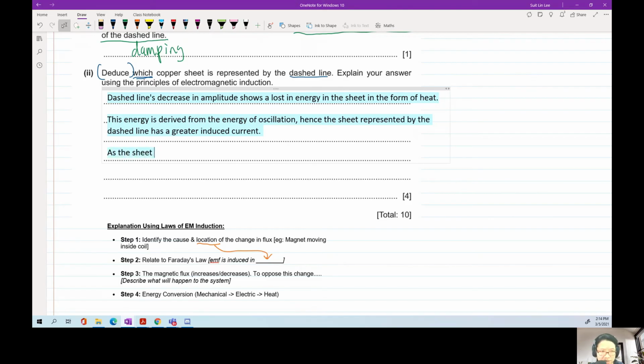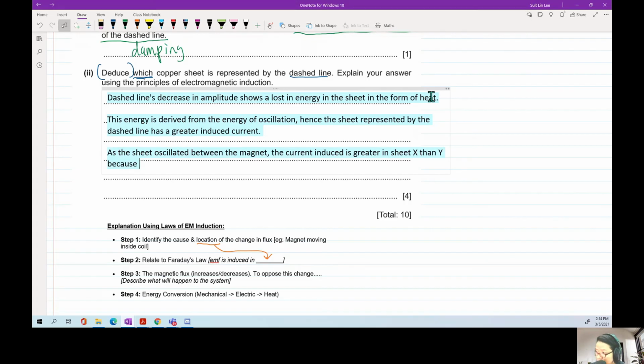As the sheet oscillates between the poles of the magnet, the current induced is greater in sheet X than Y. So sheet Y is the one with the cuts in between.